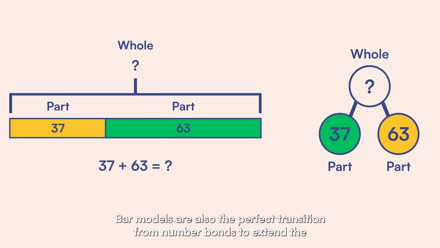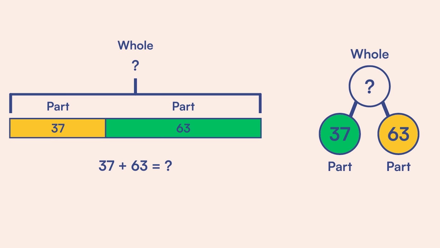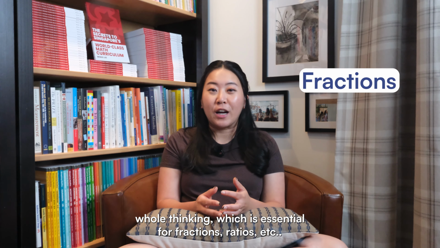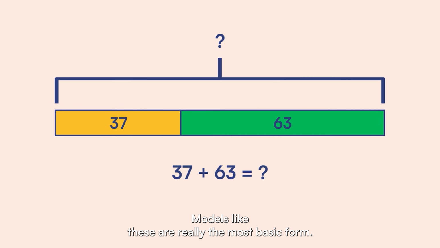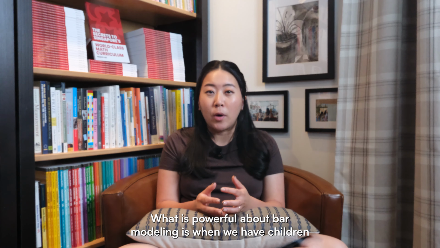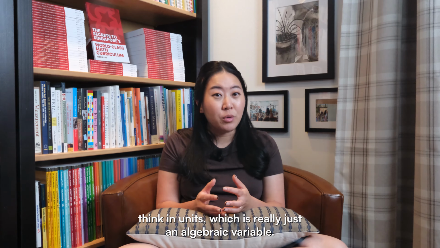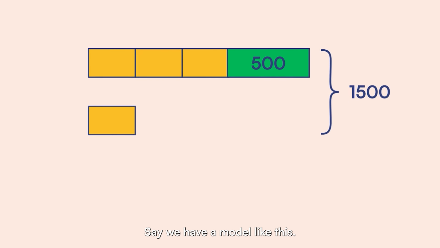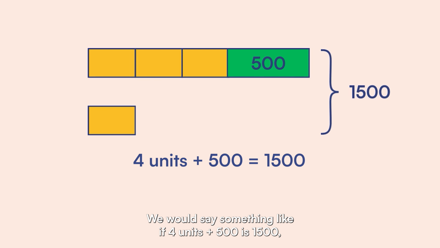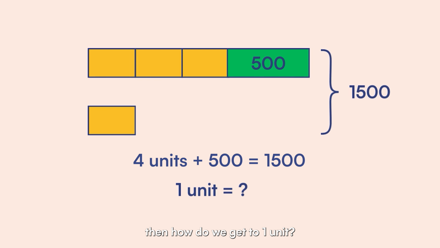Bar models are also the perfect transition from number bonds to extend the part-whole thinking, which is essential for fractions, ratios, etc. Number 2, bar models are used to build algebraic thinking. Models like these are really the most basic form. What is powerful about bar modeling is when we have children think in units, which is really just an algebraic variable. Say we have a model like this. We would say something like, if 4 units plus 500 is 1,500, then how do we get to 1 unit?